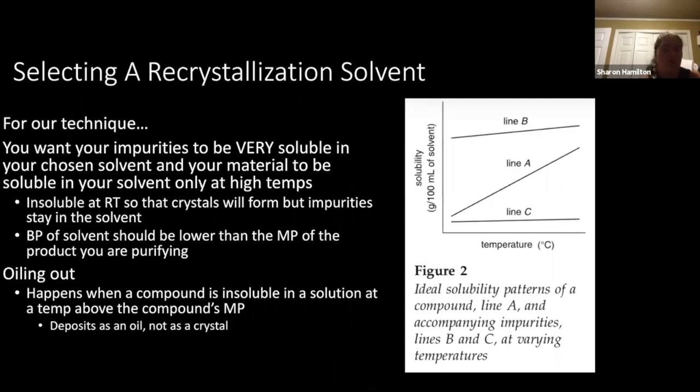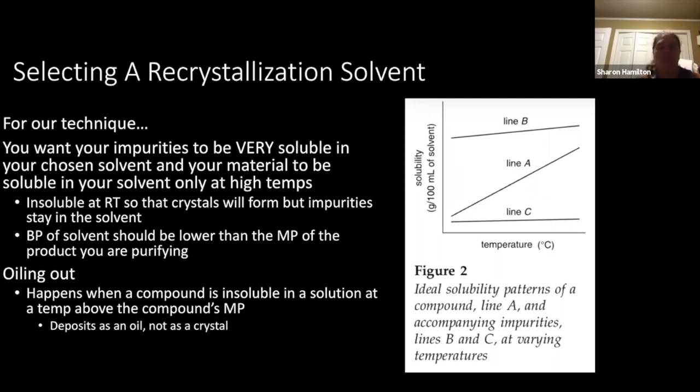So the most important part of a recrystallization is choosing the right recrystallization solvent, and that's the first thing you'll be doing in this week's lab. For our particular technique, what we want to do is find a solvent that your impurities are very soluble in, but your material, i.e. for us, the acetanilide, is only soluble in at high temperatures. That's because as the solution cools, we want our impurities to stay liquid so that they can be filtered off, but our acetanilide to crash back out or crystallize out once the solution has cooled so that we can recover crystals.